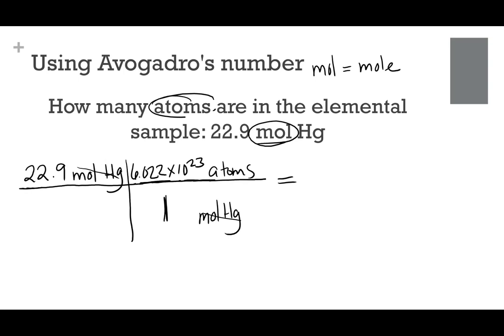So to solve this problem, we solve it just like our other dimensional analysis problems. We multiply across the top, divide by anything that's on the bottom. So plugging it into my calculator, I'm going to plug in 22.9 times 6.022 times 10 to the 23rd, and then divide by 1, and my calculator spits out the following.